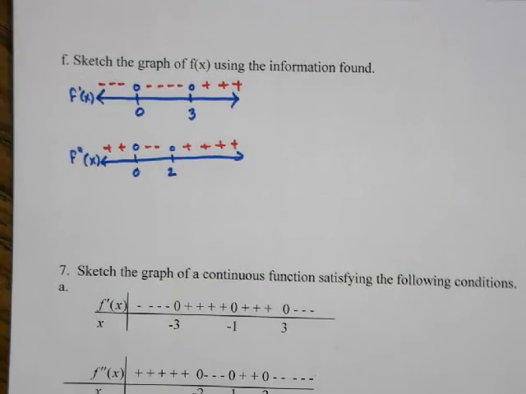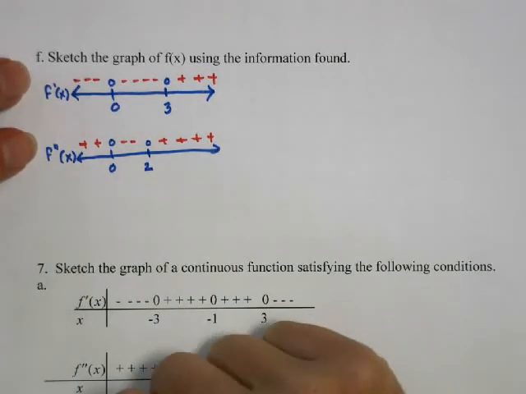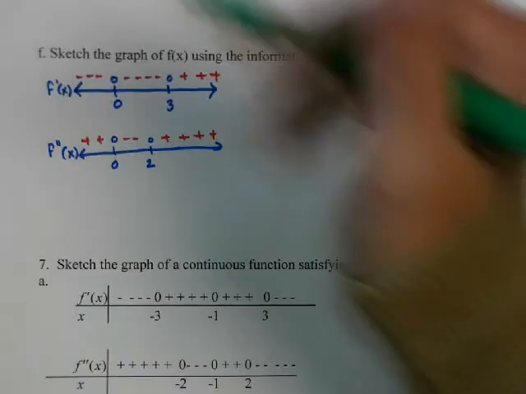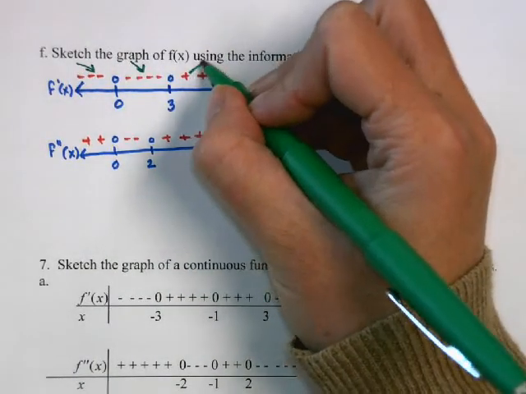So now we're going to take that information from the previous page to graph f of x. These are just the number lines that I copied over. We've already made these determinations. So this graph is decreasing, then it's decreasing, then it's increasing.